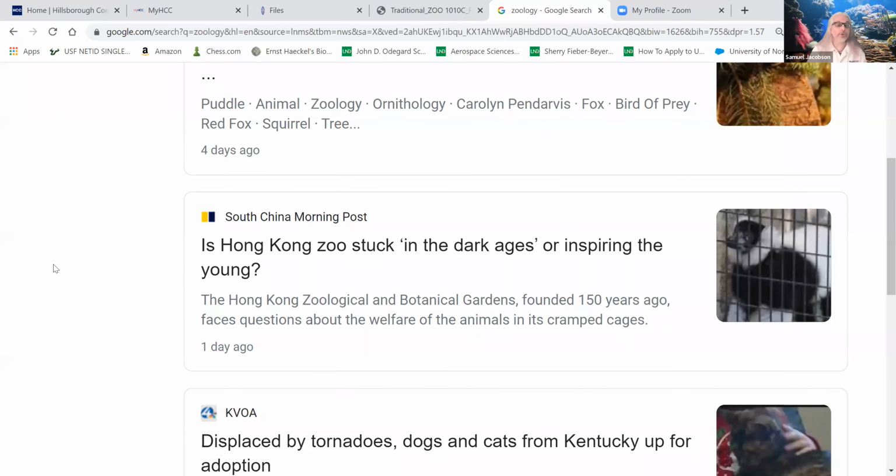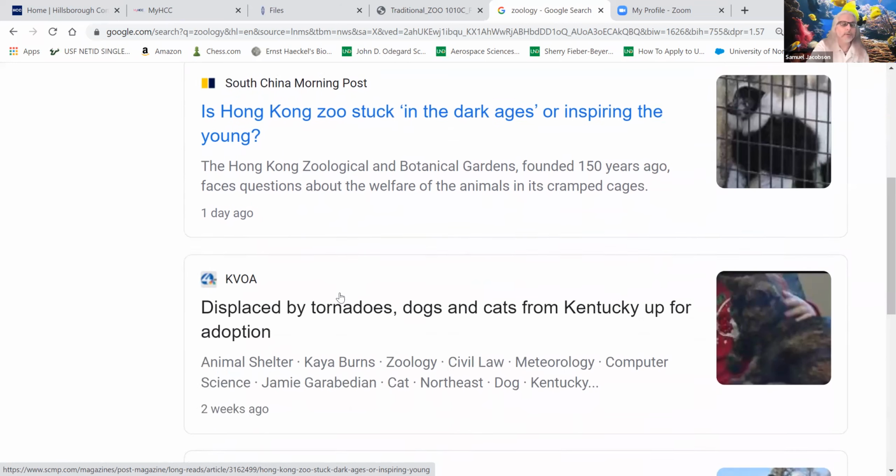Is Hong Kong Zoo stuck in the dark ages or inspiring the young? That's an interesting article. And so if you wanted to do something like this, are zoos appropriate? Do zoos help the field of zoology? Do they help science? Do they help people grow in understanding? Do they hurt organisms? Looks like a lemur. It's kind of a tiny picture for me. Great topic to talk about. But you need to find 2 papers on it. This is 1 paper.